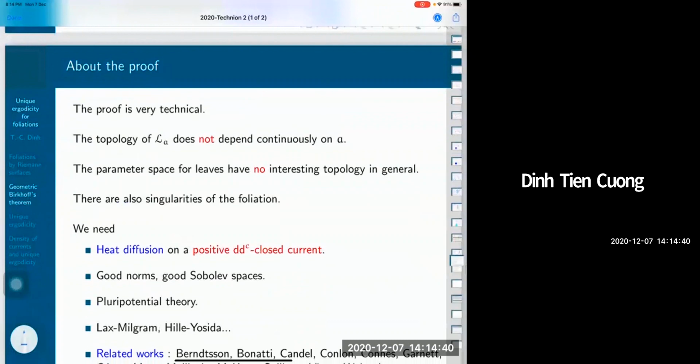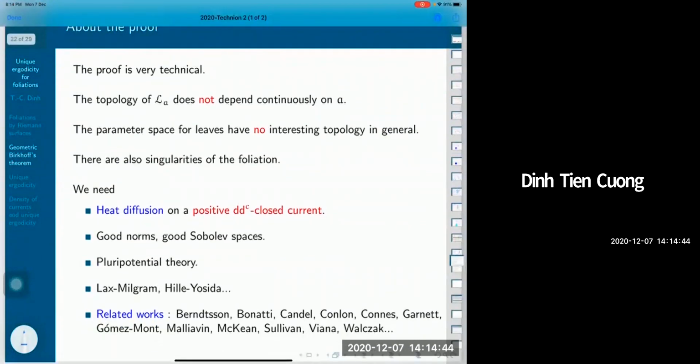The proof is quite technical. For many reasons, the topology of L_A doesn't depend continuously on A, and if you consider the parameter space of leaves, then it's very complicated and you don't have any topology, and you also have singularities. So the idea is to develop the theory of the heat equation, but now we have some weight due to our currents. The key point is that you have to introduce a good Sobolev space, and then after that we use classical techniques from pluripotential theory and functional analysis, after having a good norm and a good Sobolev space. I'm not going to discuss the proof here.